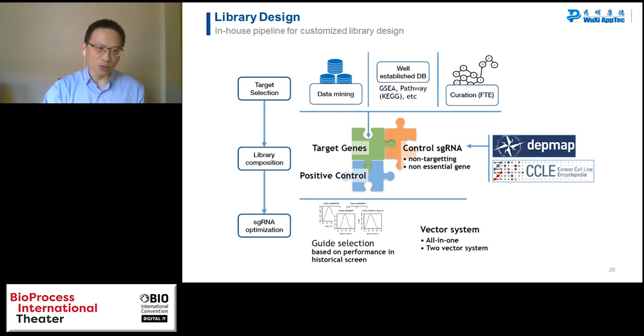screening. I would like to mention we have performed hundreds, if not thousands, of CRISPR screenings in vitro and in vivo. We have accumulated a lot of in-house information about the performance of individual guides in our screening, and we take into consideration this information in our CRISPR library design. We also use non-targeting guides and non-essential genes in our library design.